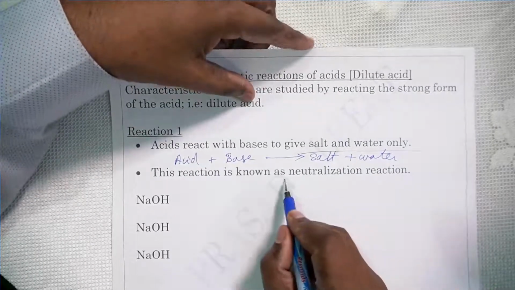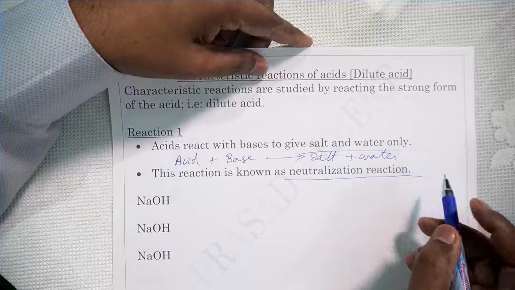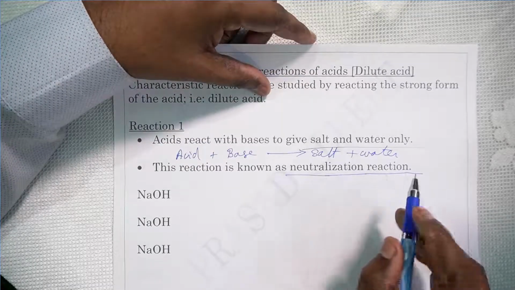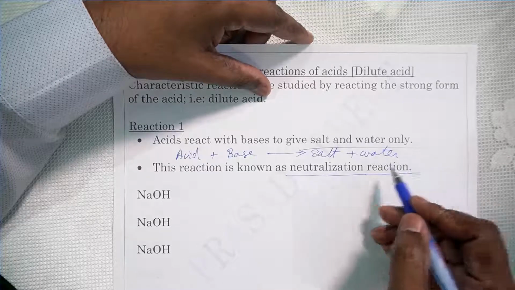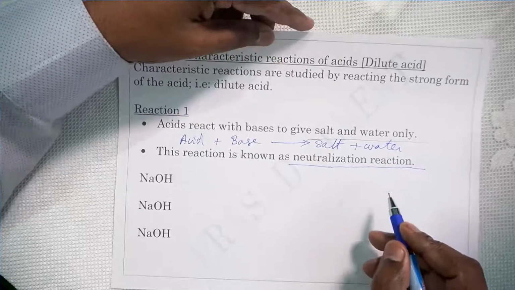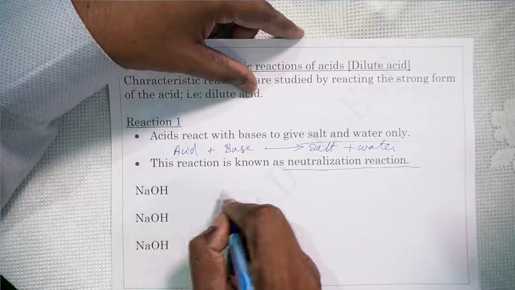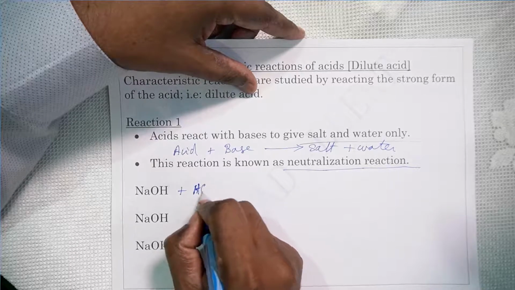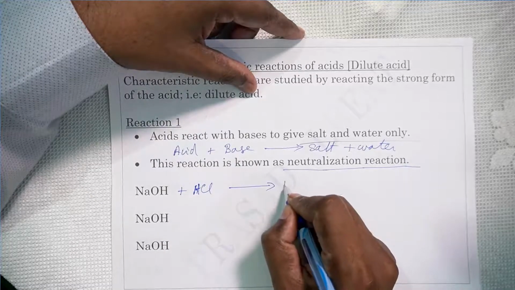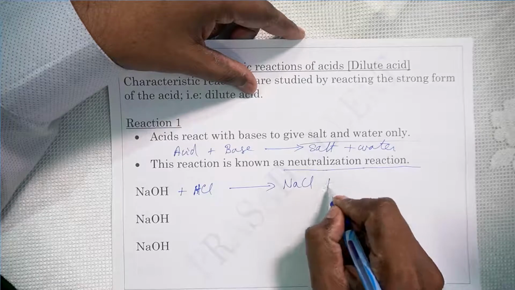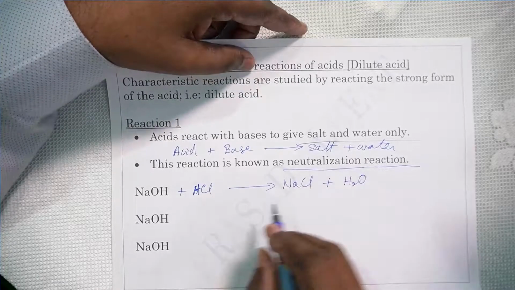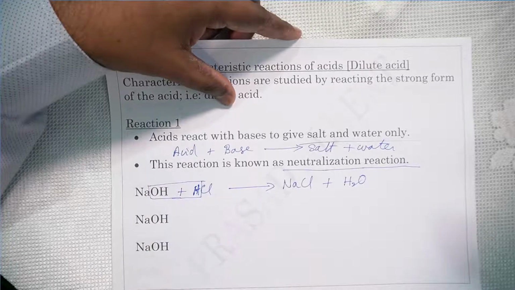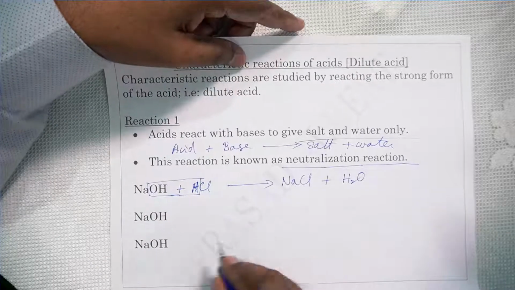This reaction is known as the neutralization reaction, because the acid loses acidic character and the base loses basic character. The products formed are water, which is neutral, and salt, which is also neutral. Now NaOH we can react with hydrochloric acid, HCl. HCl will give NaCl, that is a salt, plus water, H2O. You can see the OH of the alkali and the H of the acid are combining, giving salt plus water.